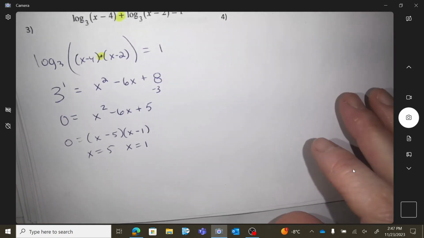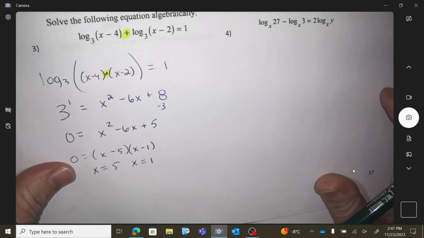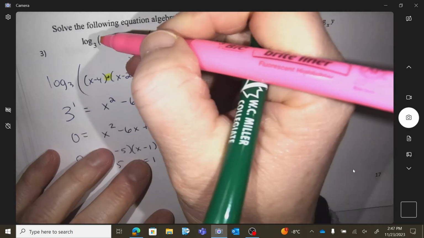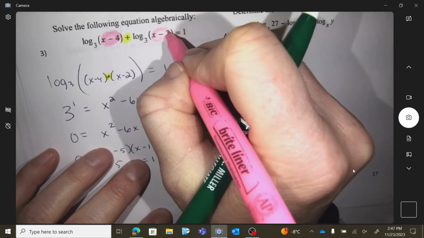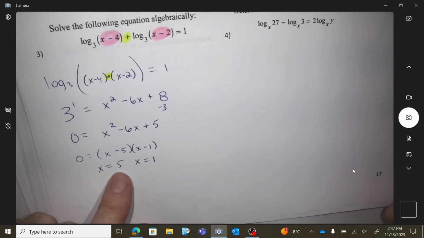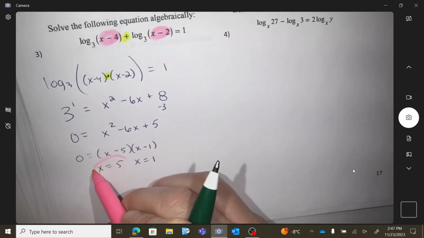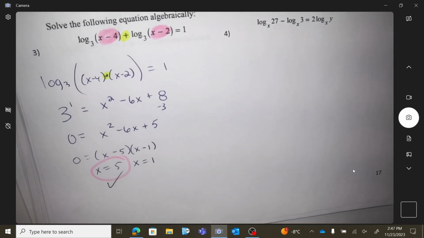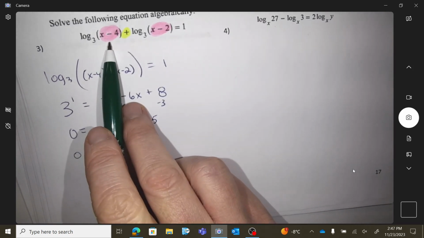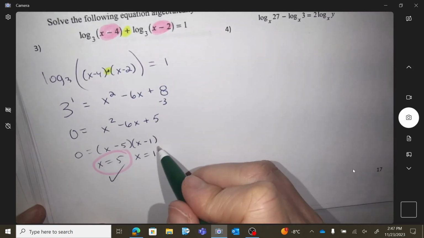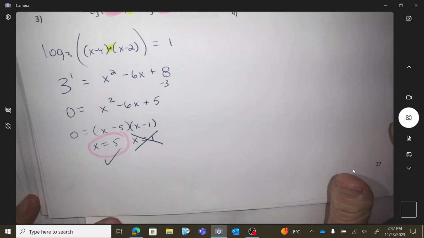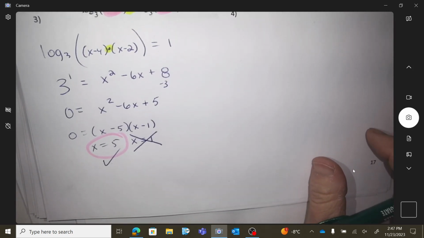Okay, with logs, you have to go back. The result has to stay positive. So 5 minus 4, 5 minus 2, that works, that's good, it's positive. 1 subtract 4, ooh, not good. So if I was to put a 1 in there, it can't work.